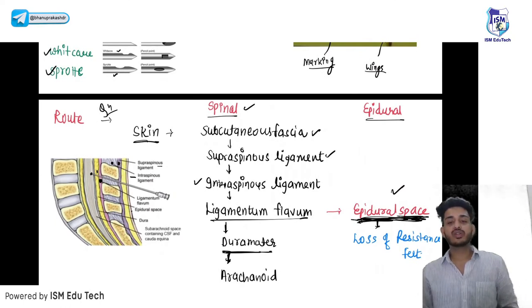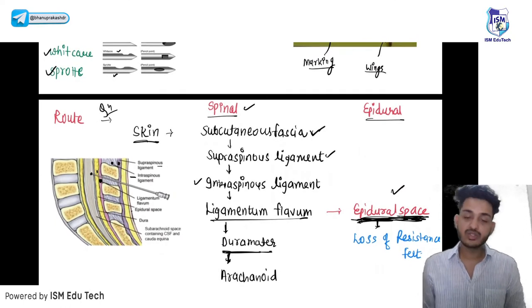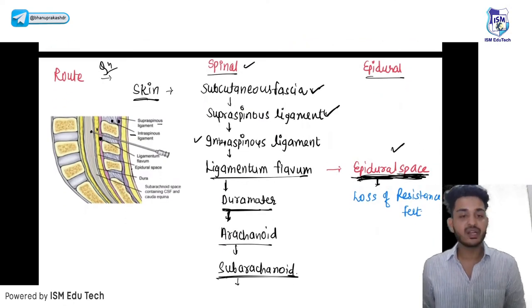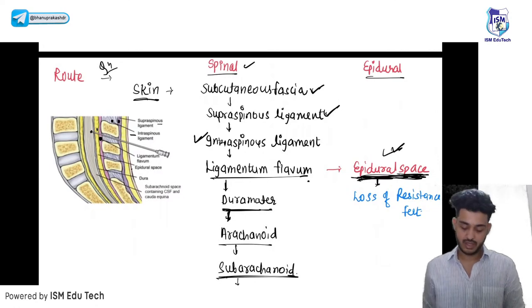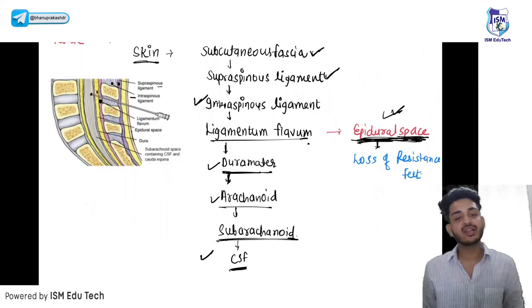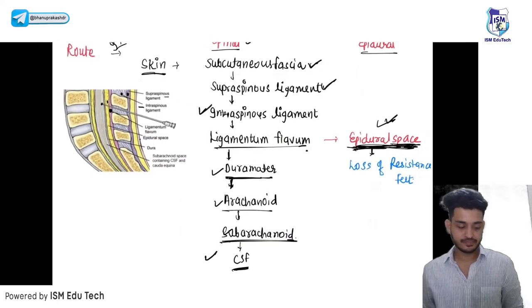So for the pathway, first thing will be subcutaneous fascia, second thing supraspinous ligament, third thing interspinous ligament, ligamentum flavum, and epidural space. Then for spinal, you will go through dura mater, arachnoid, and subarachnoid. Right? Clear?